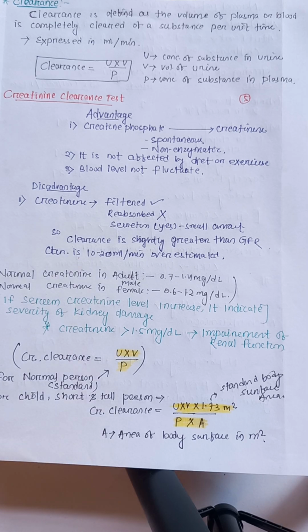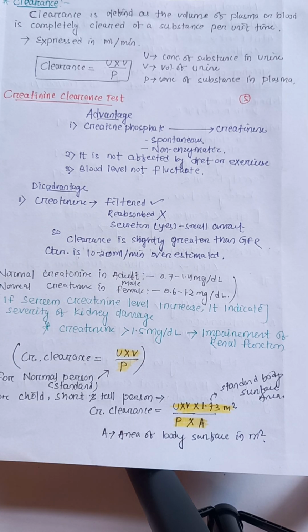Let's see the most relevant one, the creatinine clearance test. There are some advantages and disadvantages of creatinine clearance, where the advantages are much more than the disadvantages. The advantage is that creatinine is formed from creatine phosphate spontaneously by a non-enzymatic reaction. There is no need of an enzyme, so there is no competitive or non-competitive inhibition. That means the kidney will function normally; creatinine never has that kind of problem. It is not affected by diet or exercise, and the blood level does not fluctuate. That is very important for creatinine as a better clearance test.